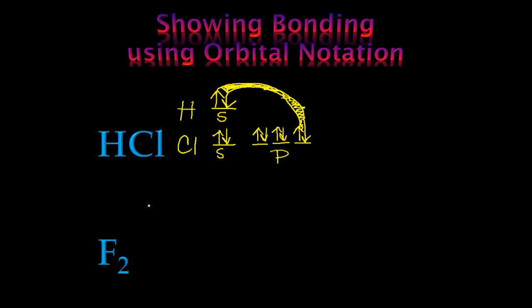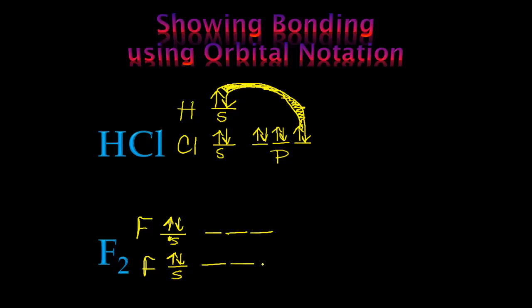If we look at F2, we have F, which has its S, and then we have the other F, which has S, and of course their S is full because they are in the halogen group.